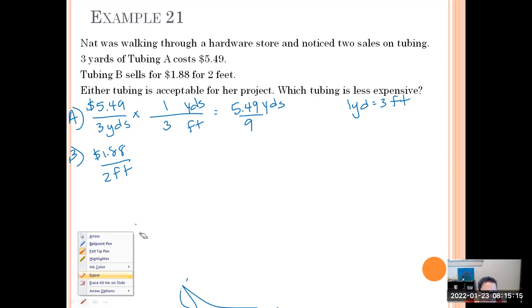Eraser. Erase all this. Okay. Let's try this again.